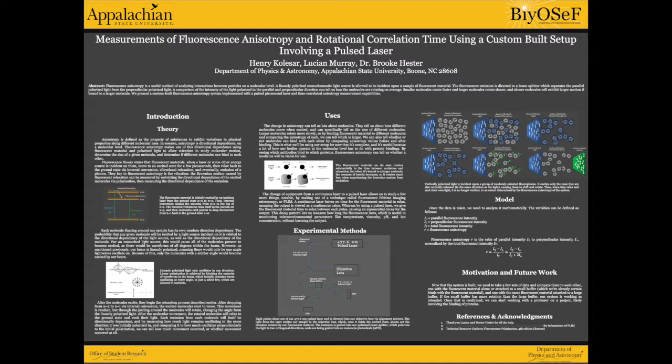The vertically selected light from the emission and the horizontally selected light are guided into two different avalanche photodiodes, which basically allow us to determine the intensity of each. The mathematical model for analyzing fluorescence anisotropy is the ratio of parallel intensity to perpendicular intensity, which is normalized by the total fluorescent intensity.